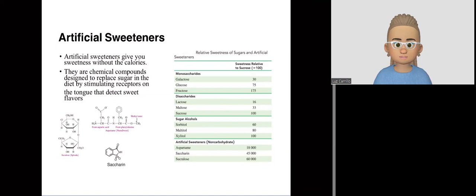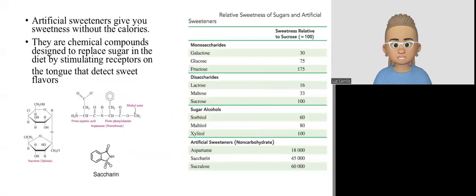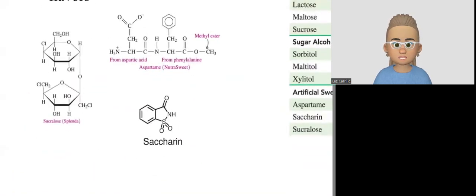I wanted to illustrate to you guys 3 commonly found artificial sweeteners that we have available. We can see that we have sucralose, whose market name is Splenda. We can see aspartame, whose market name is NutraSweet. And lastly, we have saccharin, and I believe that saccharin is Sweet'N Low. Now, when it comes to these artificial sweeteners, we can observe that the only one that is carbohydrate derived is Splenda.